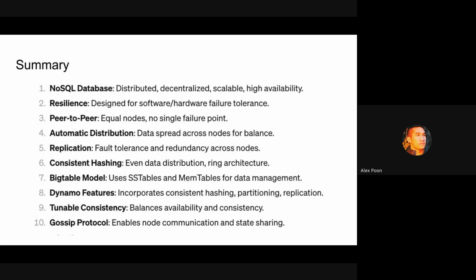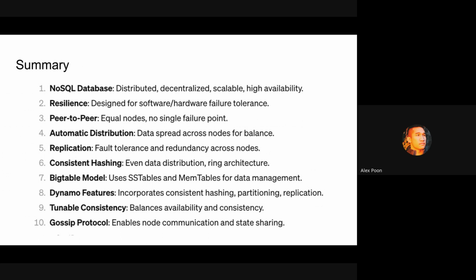So, in summary, if you stuck it out this far with me to learn how Cassandra works, Cassandra is a NoSQL database. It's resilient, peer-to-peer. It features automatic distribution. It's replicated, and uses consistent hashing for distributing the data. It's very similar to the Bigtable model. And it has features that are inspired by Dynamo, which is consistent hashing, partitioning, and replication, which, if you were here for the session last week, may seem similar.